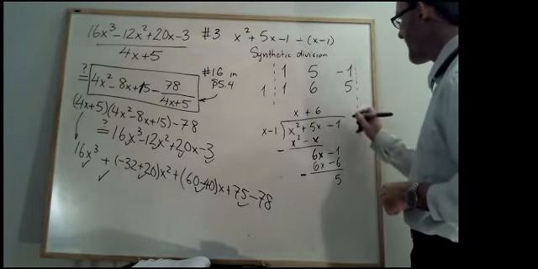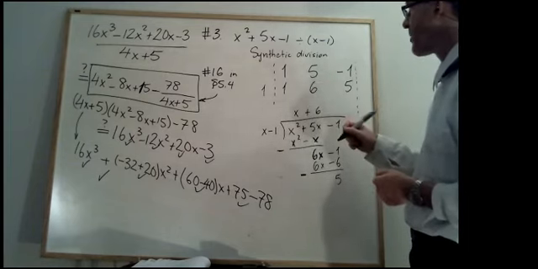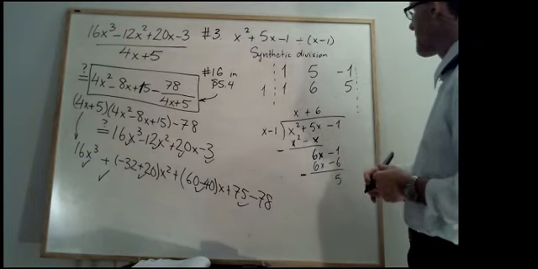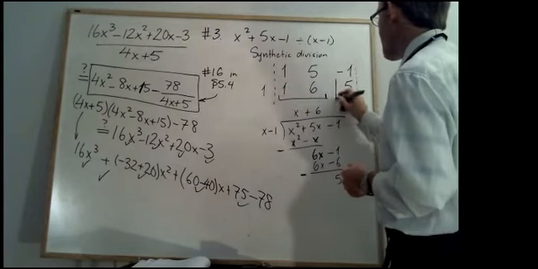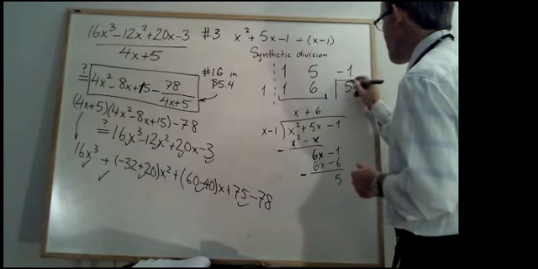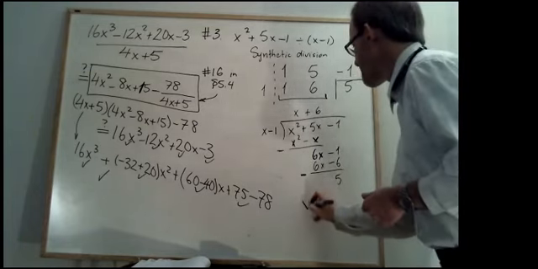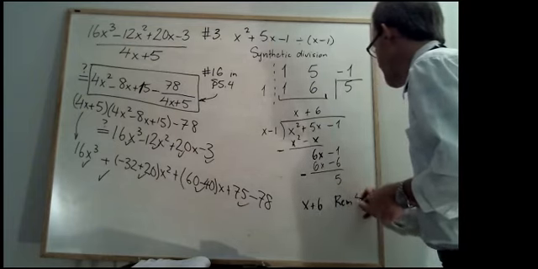So 5 will be the remainder, and the 1 and the 6 will be the coefficients of the polynomial in what I called the quotient earlier. So you could just basically read off the remainder. It's going to be 5, and then you can also read off the quotient. It's x plus 6, and the remainder 5.